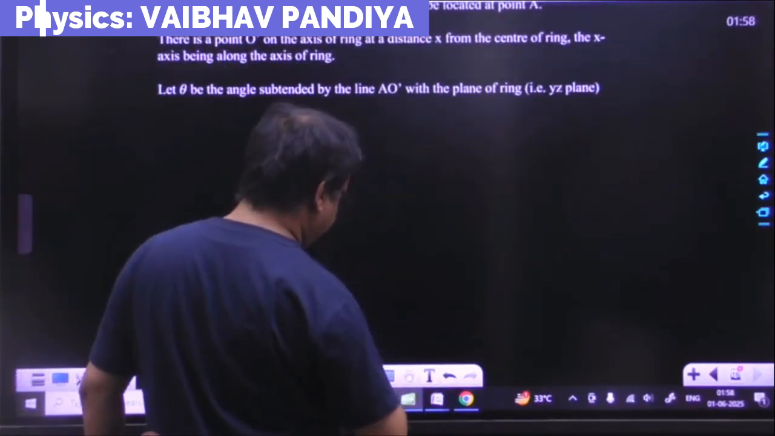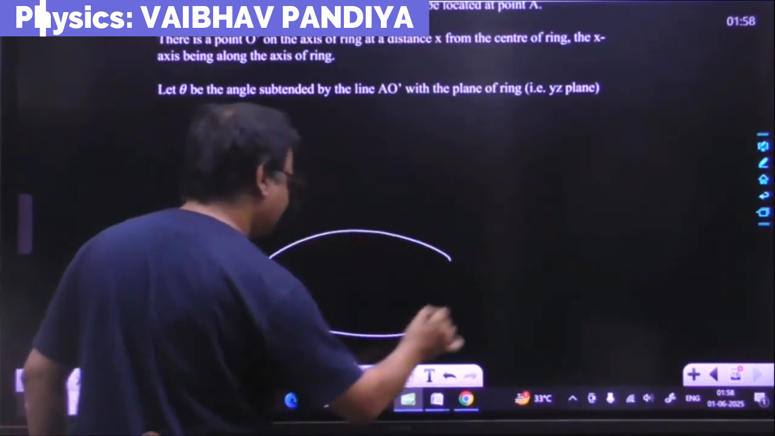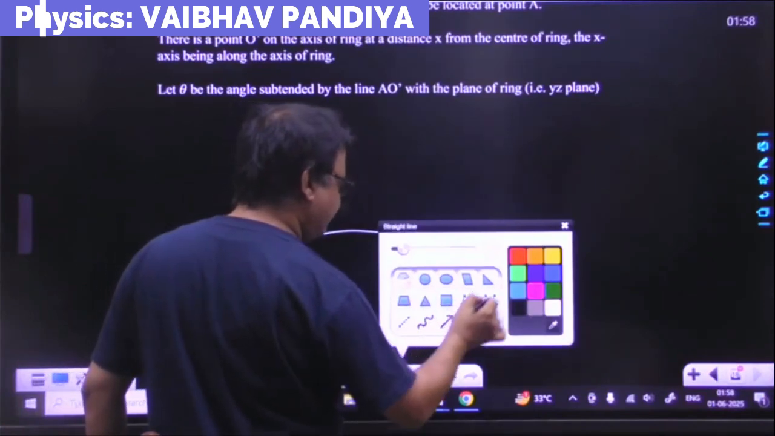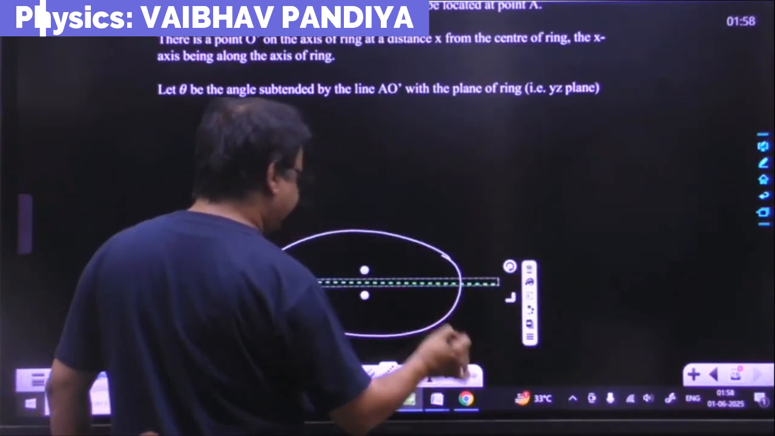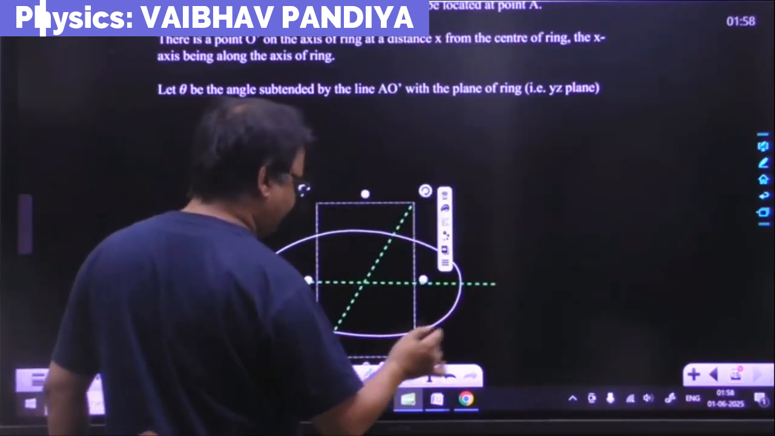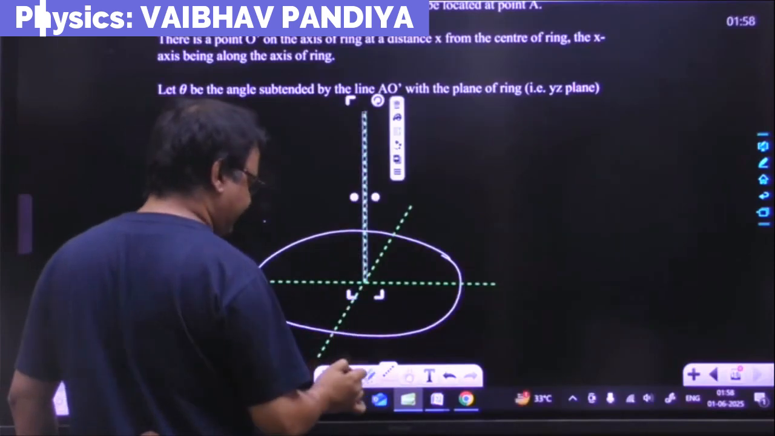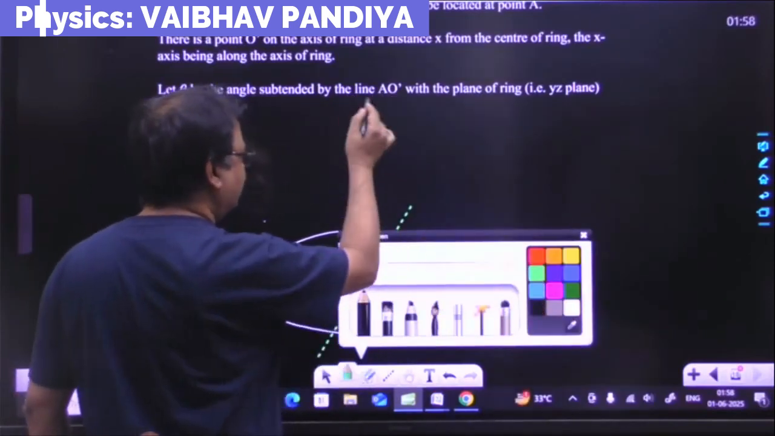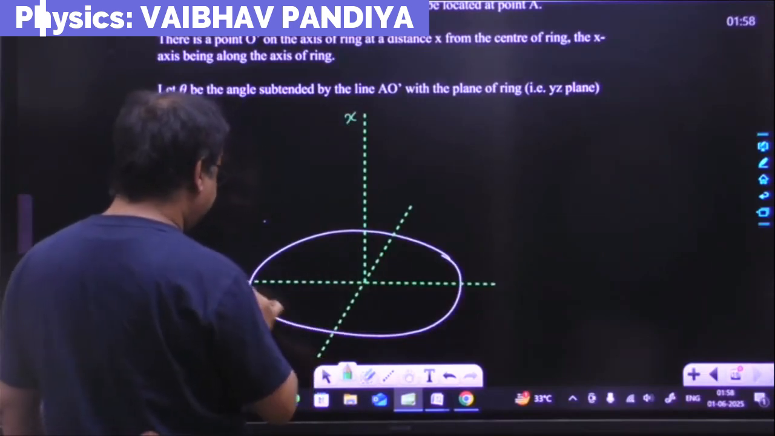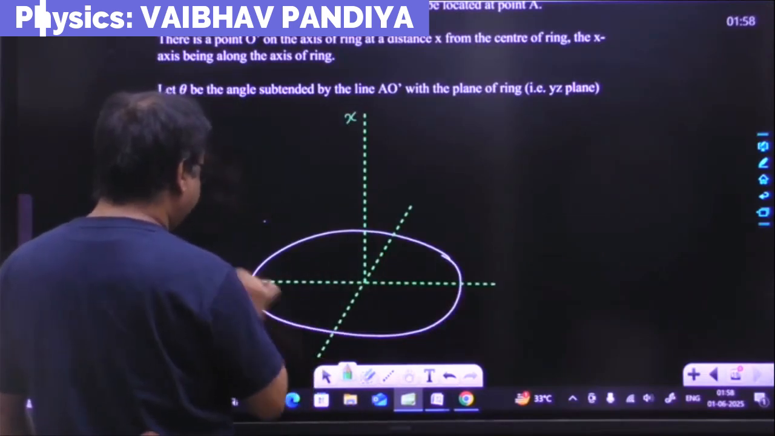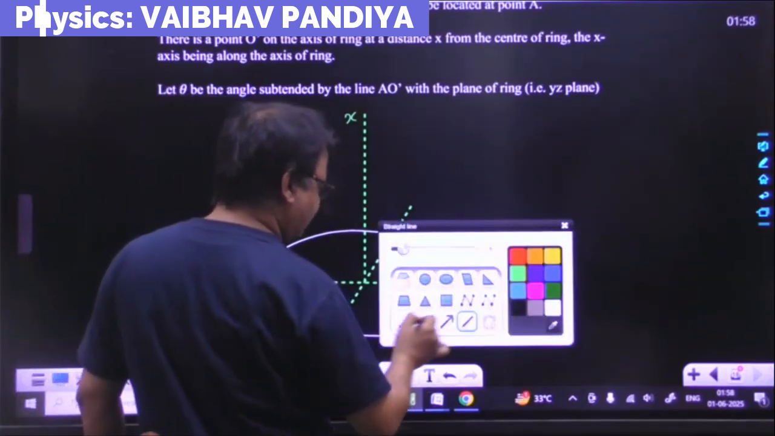You can take any plane, but since x is the distance given along the axis of the ring, just to maintain some sophistication, I'm taking the x-axis along the axis of the ring. Okay, so this is the x-axis, and I already told you a bit earlier how to take the 3D component. Okay, this is the x-axis, and say this is the y-axis, and this is the z-axis.